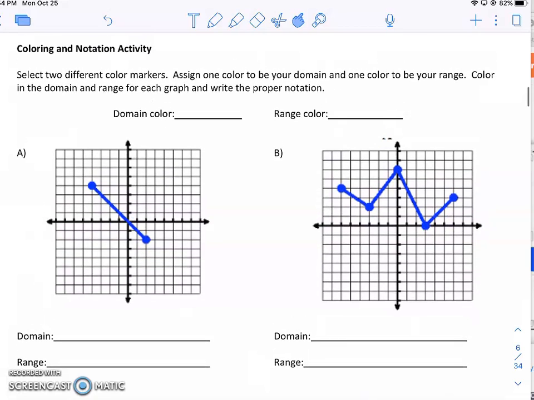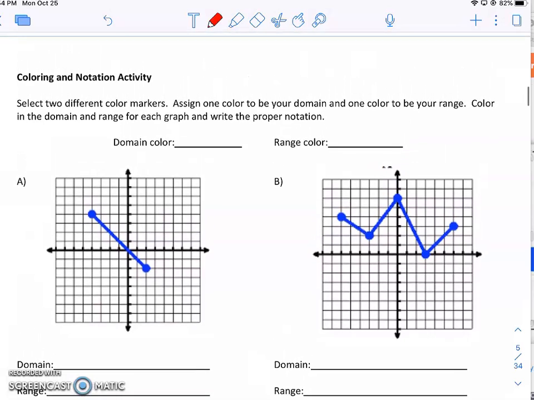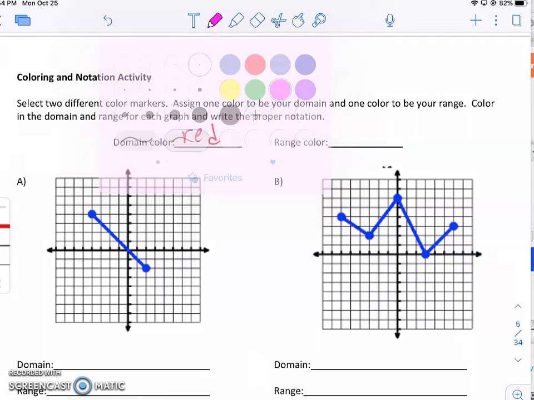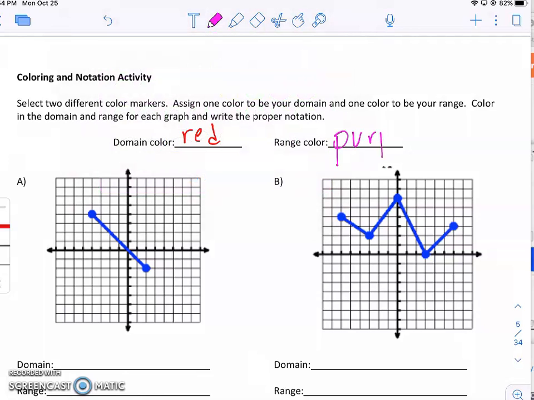So what we're going to do today is talk about this domain and range. So we're going to choose a color. So I might have my domain be red, and my range be purple. We're going to talk about notation here.